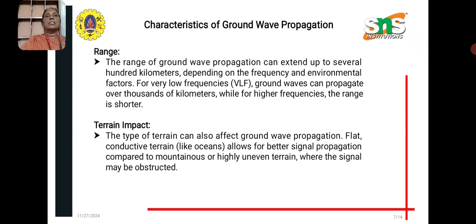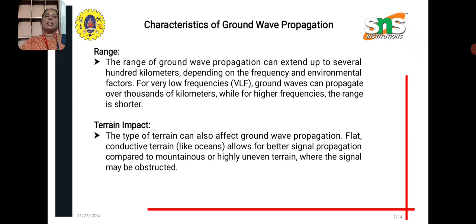And the third characteristic is the range. The range of ground wave propagation can extend up to several hundred kilometers, depending upon the frequency and environmental factors. For very low frequencies, ground waves can propagate over thousands of kilometers, whereas at higher frequencies the range is shorter. Terrain impact is also another characteristic. The type of terrain can also affect ground wave propagation.